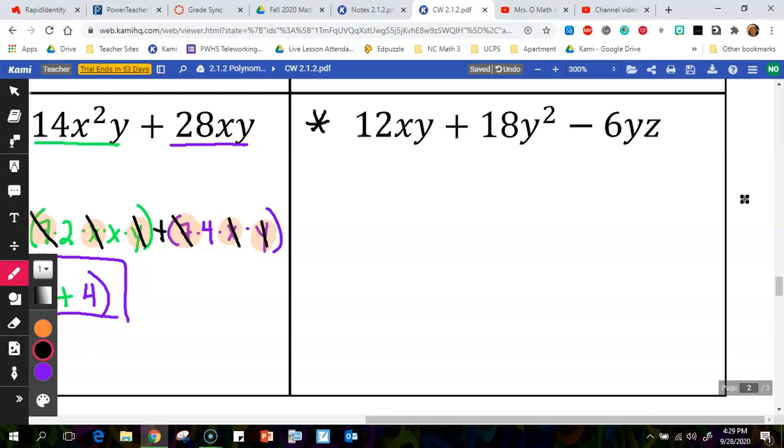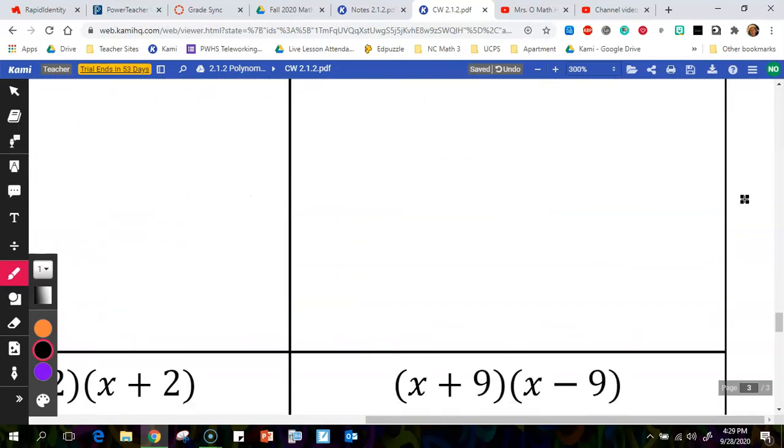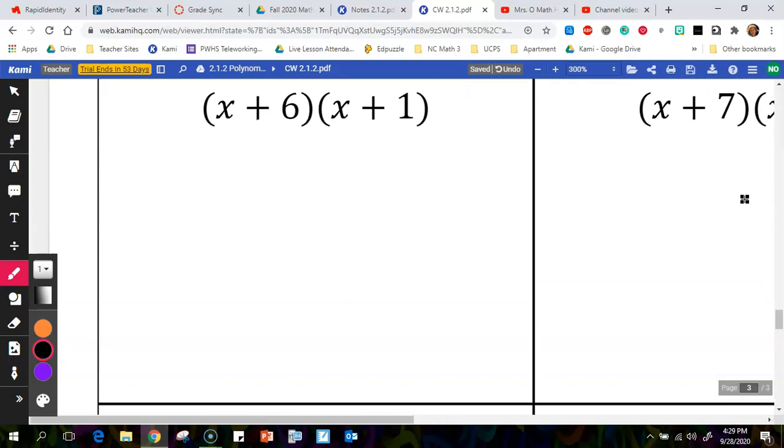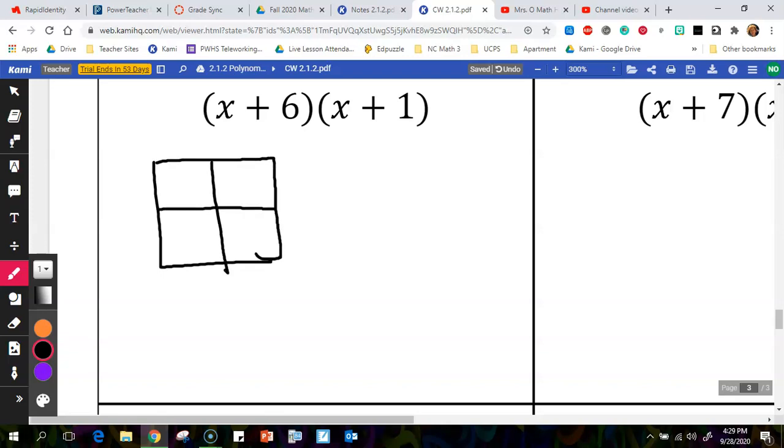All right, our last section is multiplying binomials, and we're going to use box method. You can use FOIL if you'd like. I'm going to be using box method on these. I think it's easier and faster. If you're able to do FOIL without even thinking about it, then you're welcome to do that.